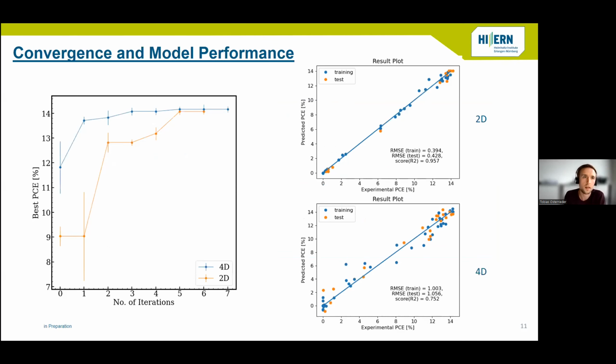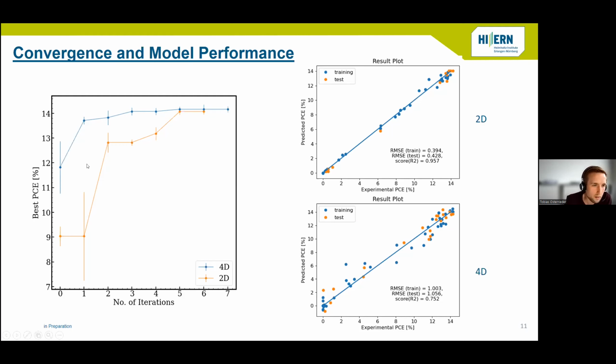So if we look at the model performance, on the left side here, you can see the convergence plot. On the x-axis, you have the number of iterations, and on the y-axis, you have the best efficiency that was achieved so far. And we can see that actually for the 2D and for the 4D optimization, we found the best cells after 5 iterations. After that, it didn't increase anymore.